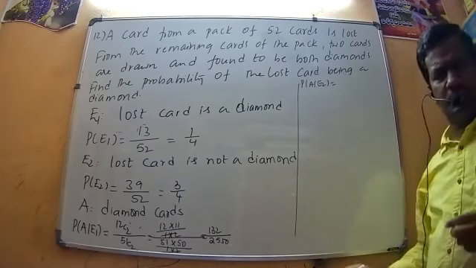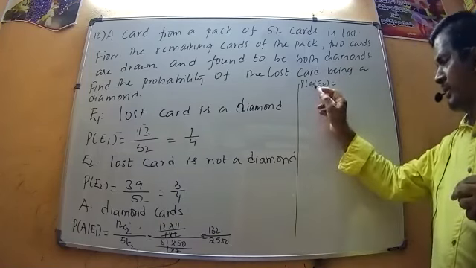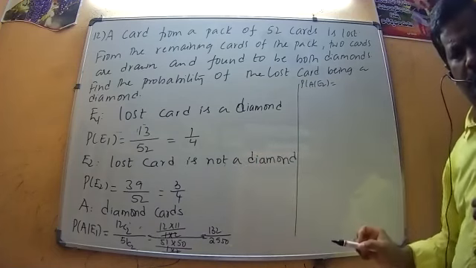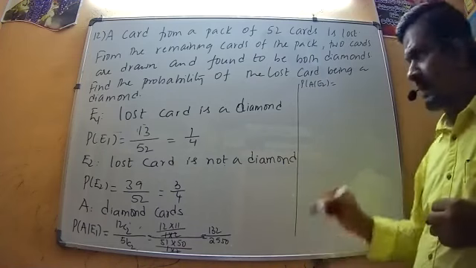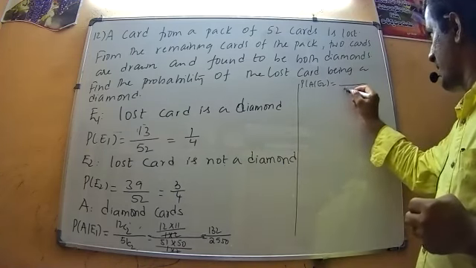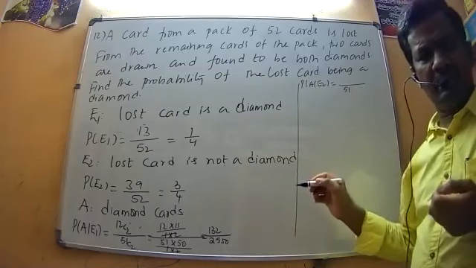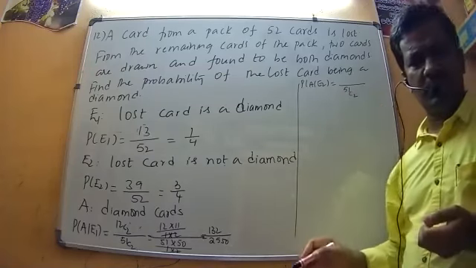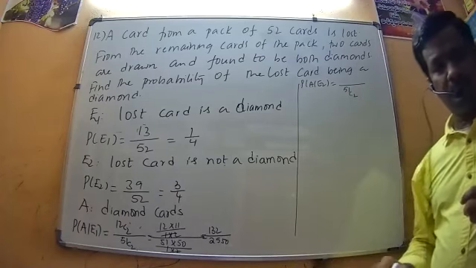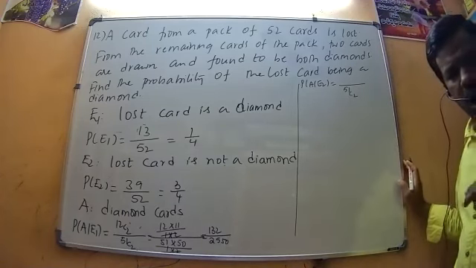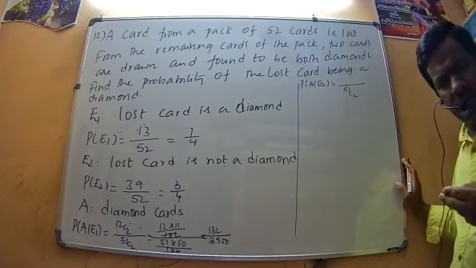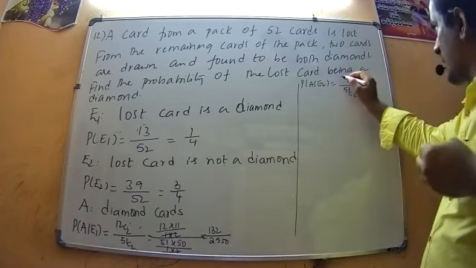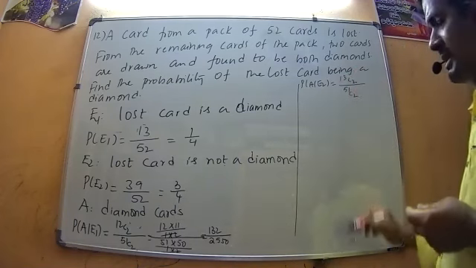P of A slash E2. Probability of drawing two diamond cards given that the last card is not a diamond. Last card is not a diamond. So the denominator remains the same. As 51 cards will be left, from 51 I am trying to select two cards, 51C2. Coming to the numerator, I want diamond cards. How many diamond cards are there exactly? 13 cards. From those 13, I need to draw two cards, 13C2.